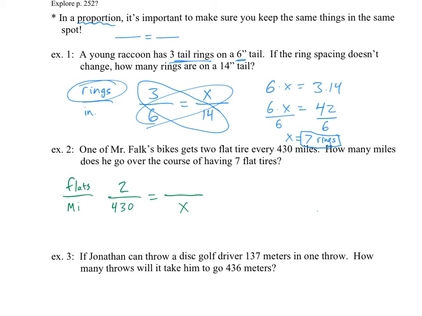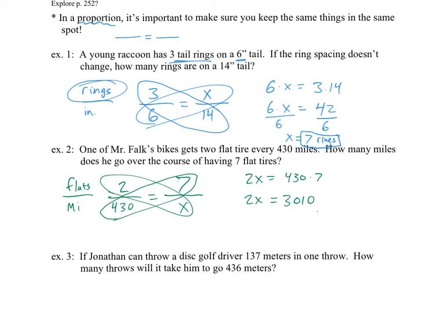So if we did everything right, 7 will make sense up here, and it's 7 flats, and yes, flats are in the numerator. So there, we have it set up. Now we just go back and solve it like we have been doing all along. So solving it, I cross multiply, so I have 2 times x equals 430 times 7. So I get 2x equals, punch that into your calculator, and you get 3010.